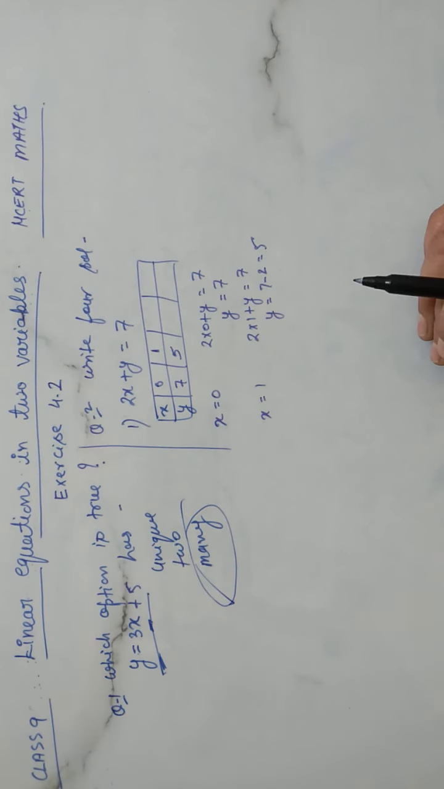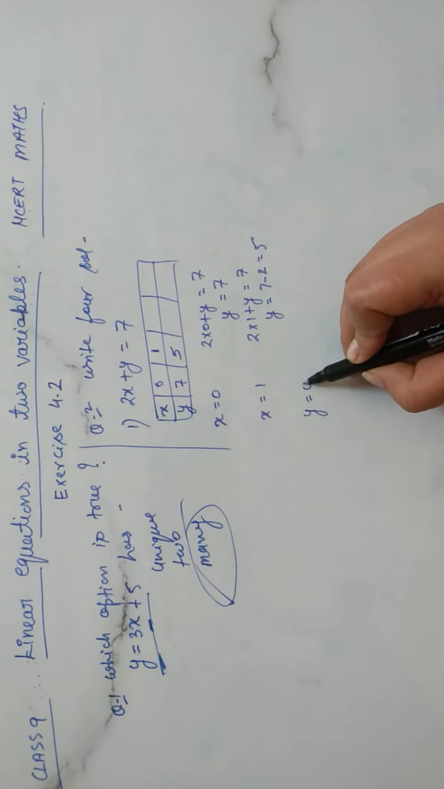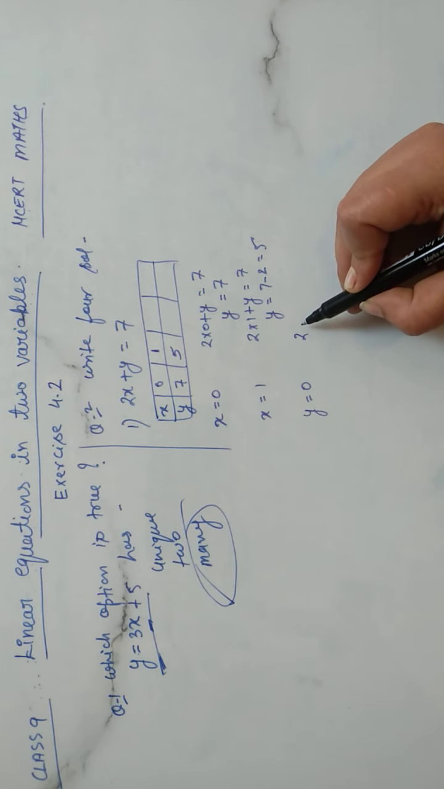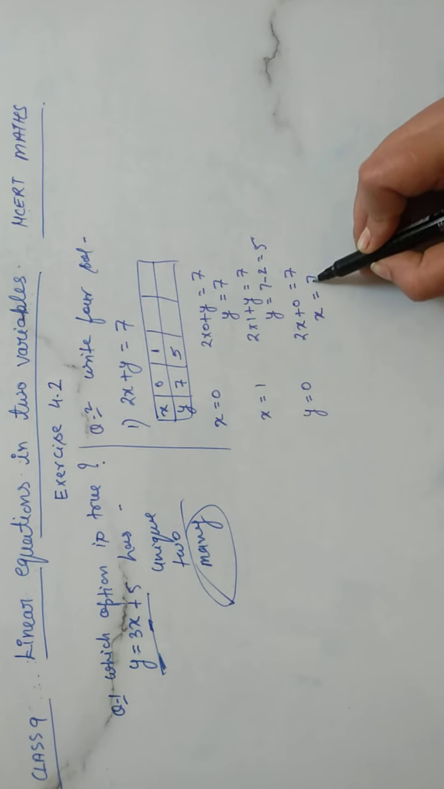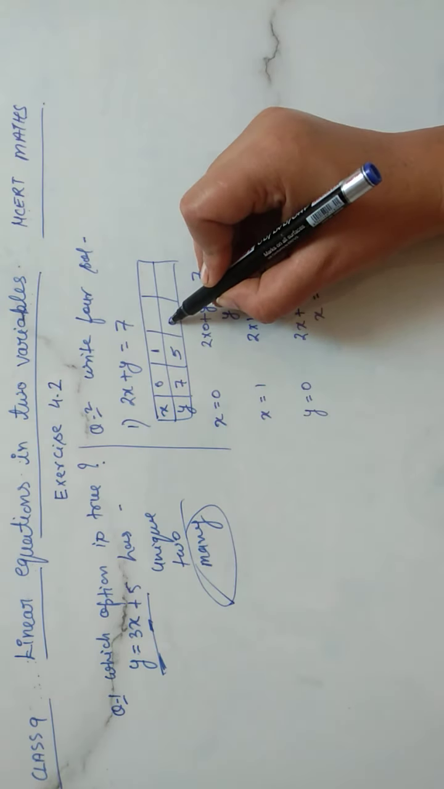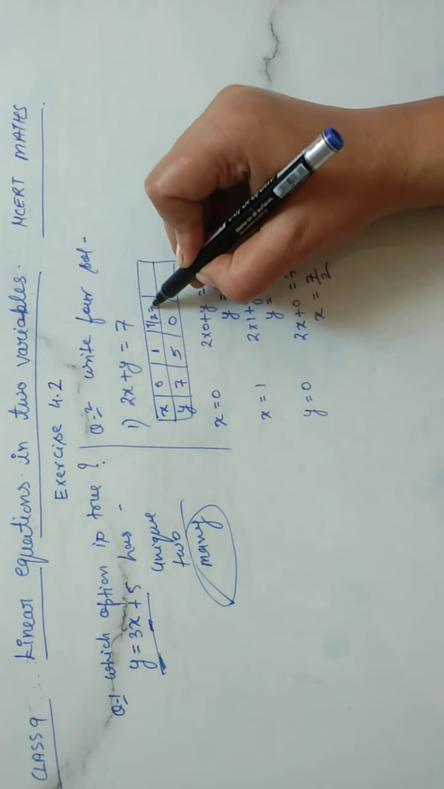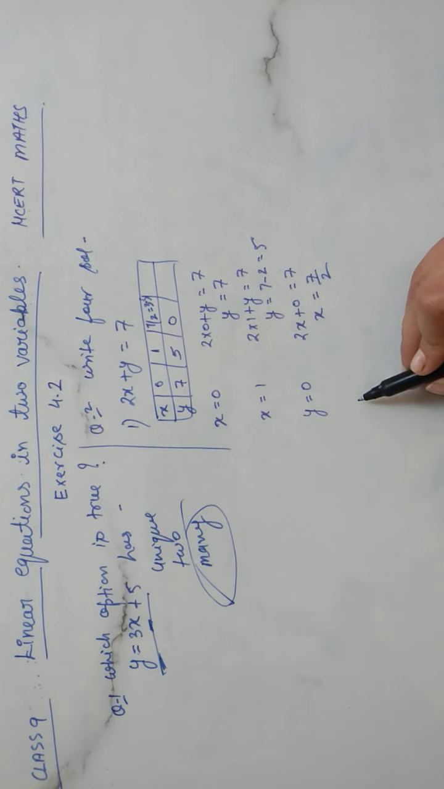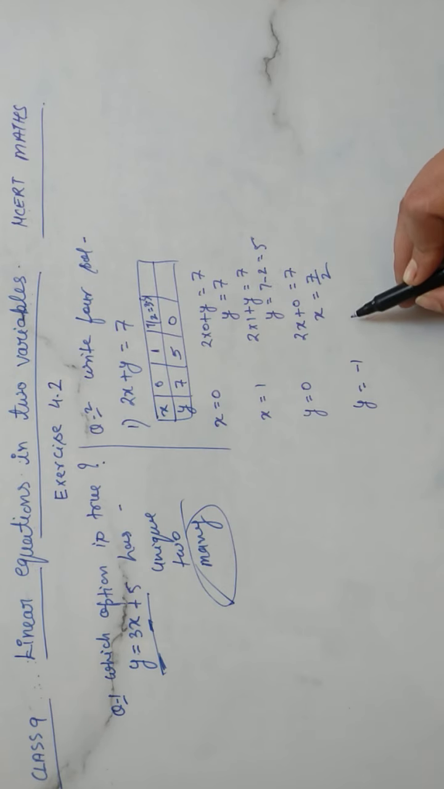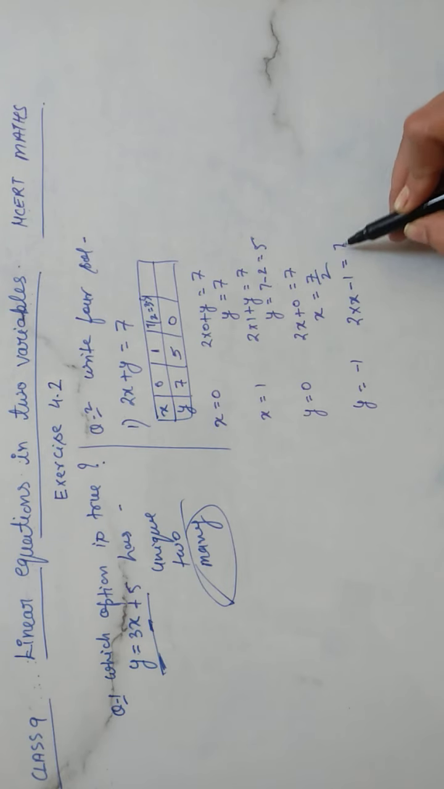We can take negative values also, and we can assume a value for y also. How? If we take y as 0, just see what x is. 2x plus 0 equals 7, then x is 7 upon 2. If y is 0, x is 7 upon 2, that is 3.5. If we take y as minus 1, just see the result. 2 into x, minus 1 equals 7. So x is 7 plus 1, that is 8 upon 2, that is 4.